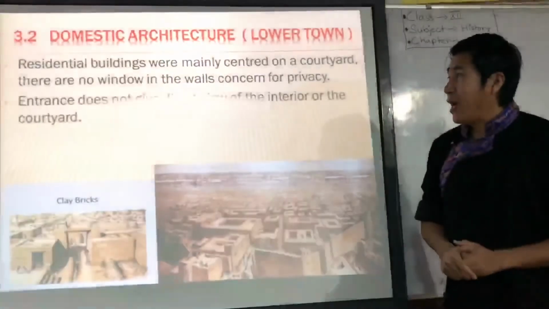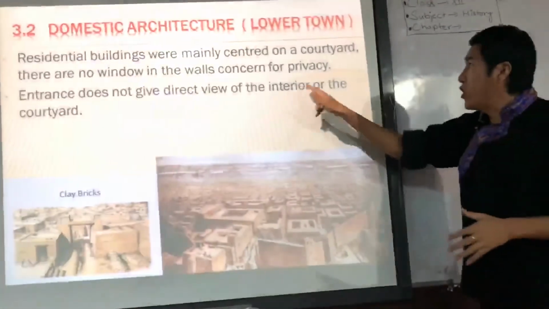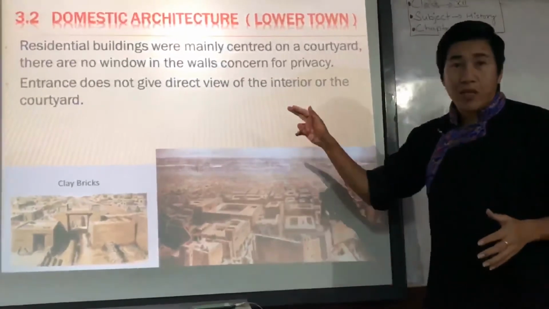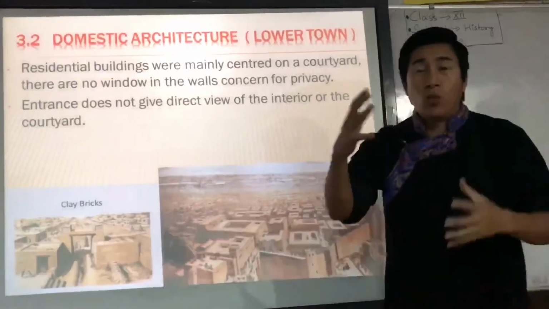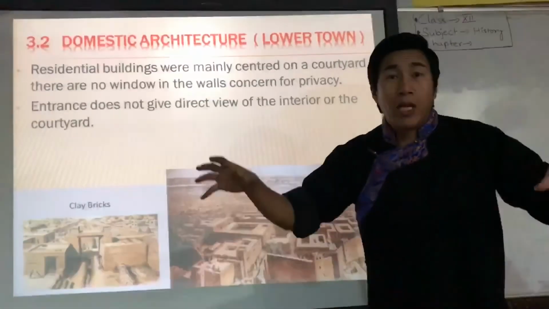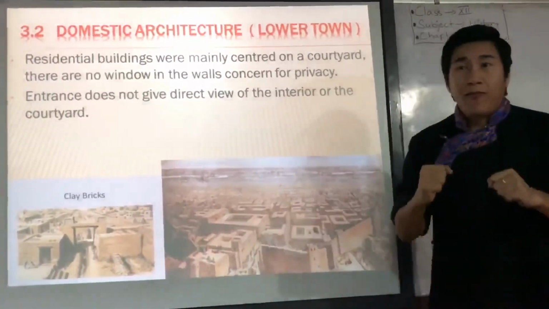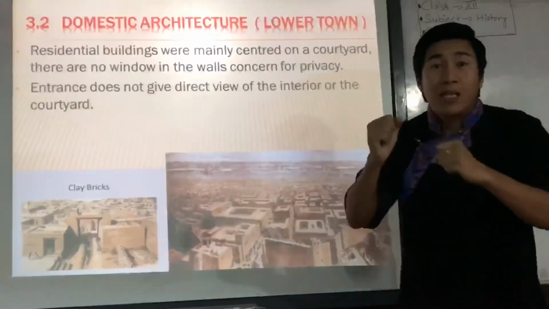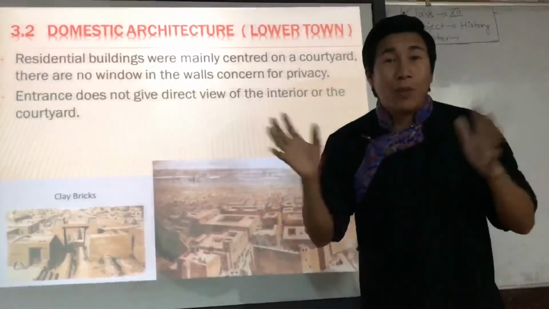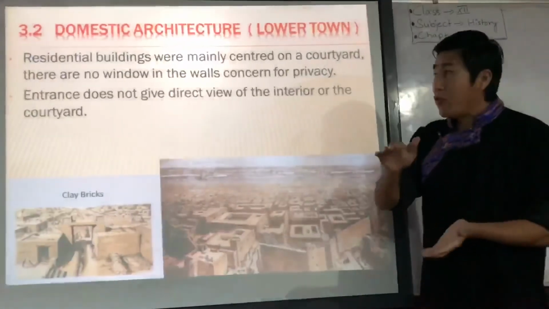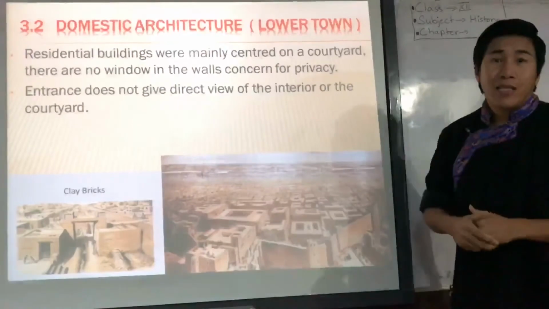The second thing that we have is the entrance door, right? It does not give a direct view of the interior or the courtyard. That is interesting. See, if something is happening in the house, right? There was a fight between husband and wife. The people around, your neighbors, cannot see anything. Just hear, right? Now in present day, if husband and wife are fighting, everyone has a clear view of what is happening. They are enjoying without paying any ticket. Without buying any ticket, they will enjoy. So these are the kind of town planning that used to exist in the ancient Indus civilization.